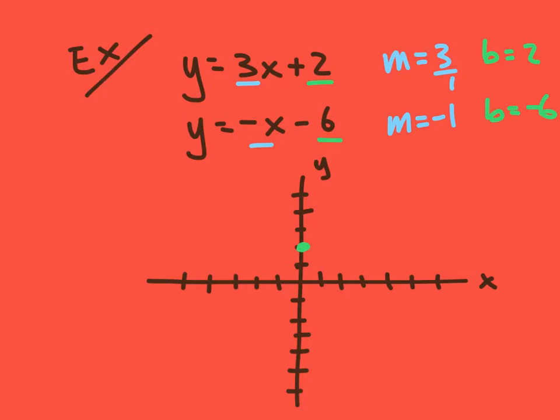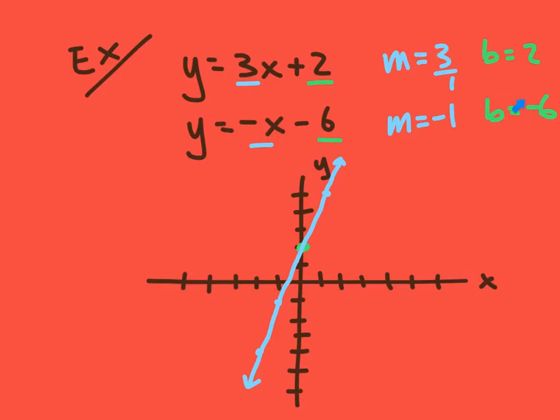So I'm going to go up, start here, 1, 2, 3, go over 1, and then I'm going to plot a point. Okay, and I can also go down 1, 2, 3 over 1 as well. And I get this line. Okay. And that's what I've got. All right, so that's my first equation that I've graphed. All right, now I'm going to graph my second equation.